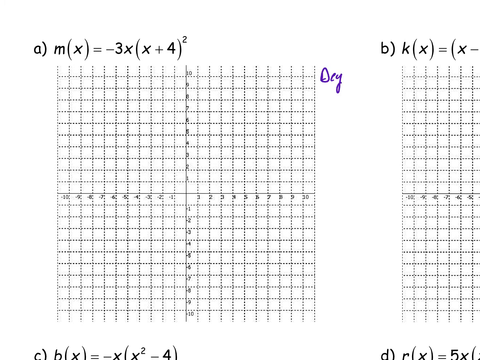So my degree is 3. My leading coefficient is -3. So it's going to go this way. X-intercepts. I have one at 0, and I have one at -4 with a multiplicity of 2. And then my y-intercept is at 0. So I've got one there and -4, going to touch, oh, y-intercept, okay.